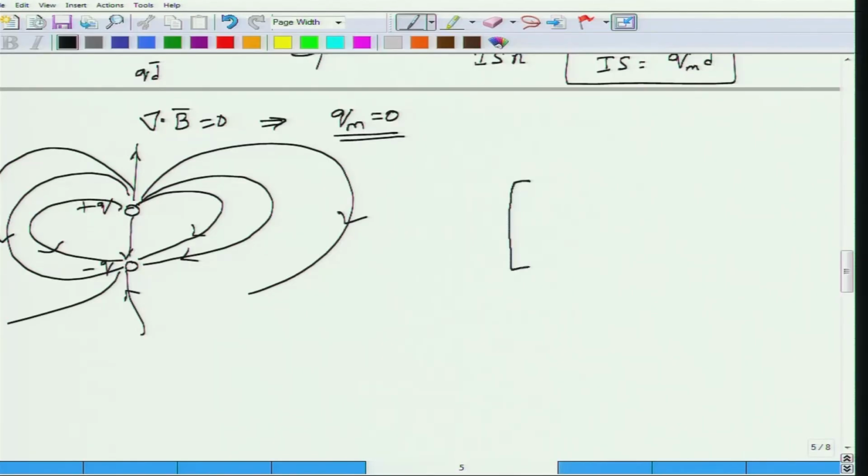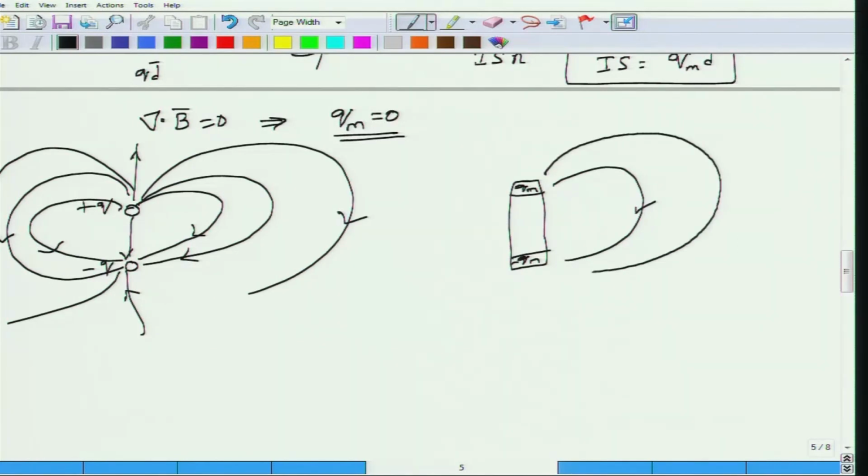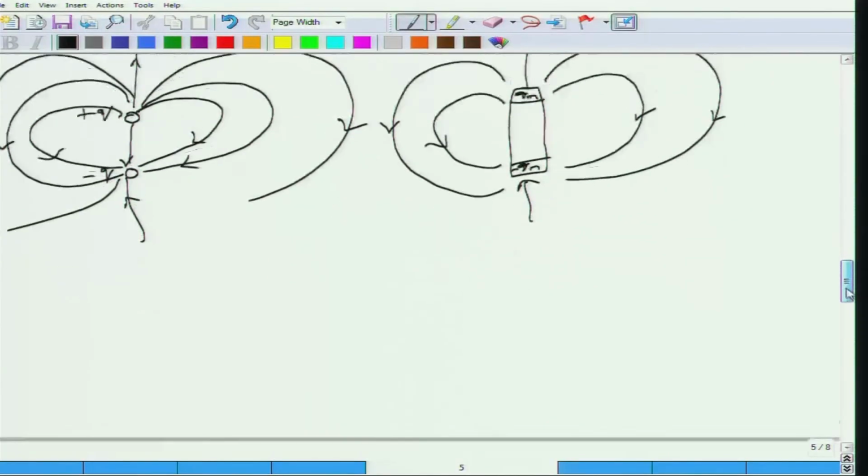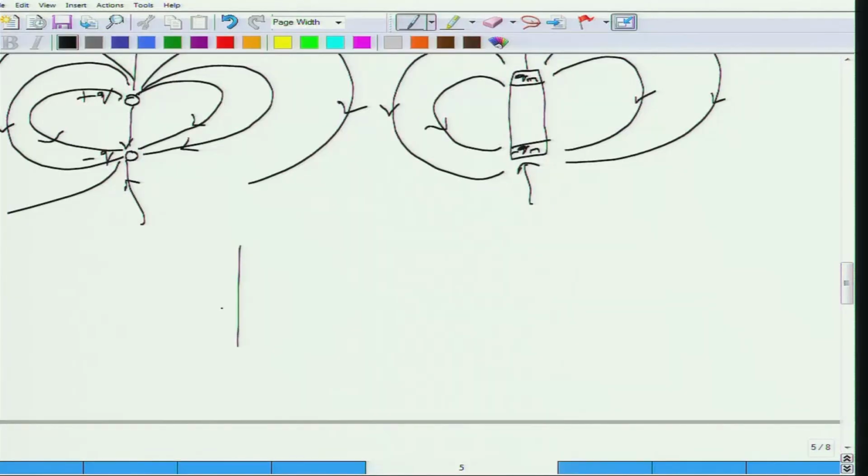Similarly, if you consider the magnetic dipole as two charges plus Qm and minus Qm, physically you could think of this as a permanent magnet with a north pole and a south pole. The fields of this far away will be exactly equal to the fields of the electric dipole, and this would look exactly the same in the faraway region. The other one was the loop. The loop would also look the same way.